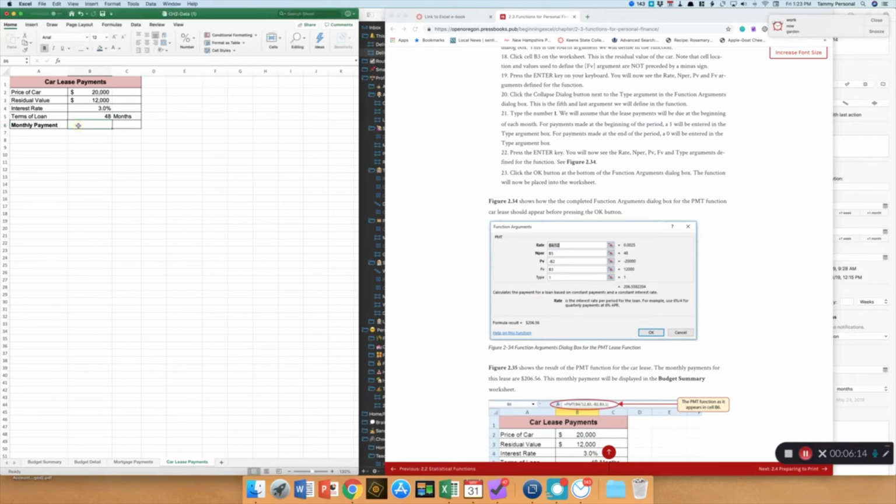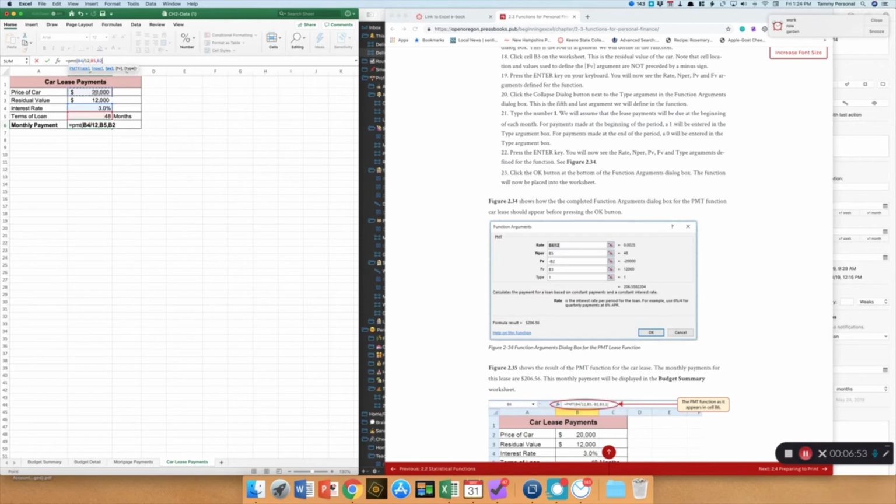we're going to do the same function, but now we have to do the future value as well. The future value is the residual value. So our rate is going to be monthly, our interest divided by 12. So that's every month we have that much. It's 48 months. Because this is already in months, we don't have to multiply that by 12. The present value is this $20,000 that we are borrowing now.